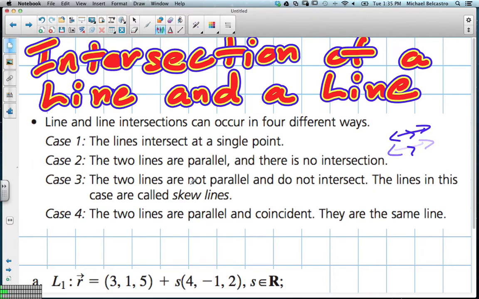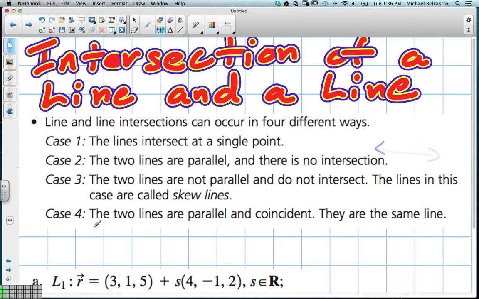Case 3 is there are 2 lines that are not parallel and do not intersect. They're called skew lines. So that's when you have a line going something like this, and it's hard to show in 3 space on a 2-dimensional thing. Another line like this. So think of it like it is above it almost. Okay? So they're not parallel, but they don't intersect each other either. So there's no intersection between them.